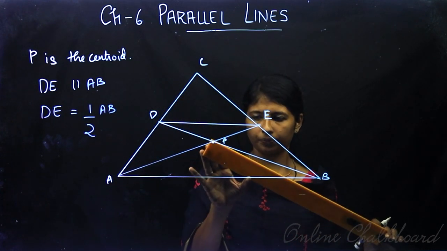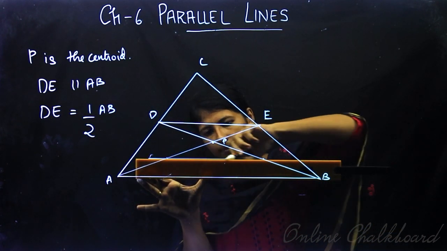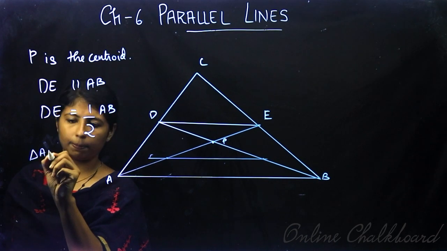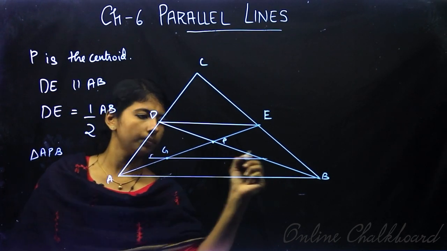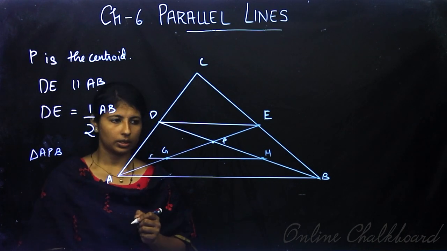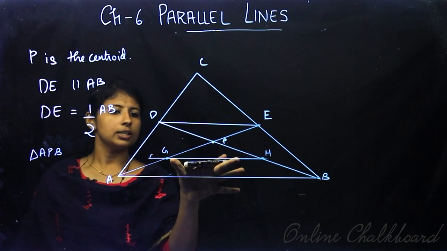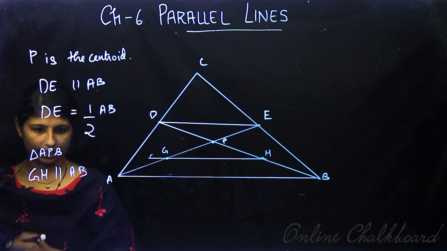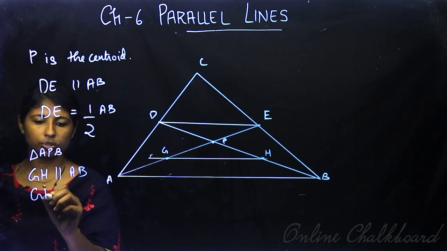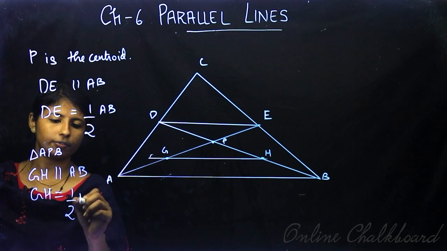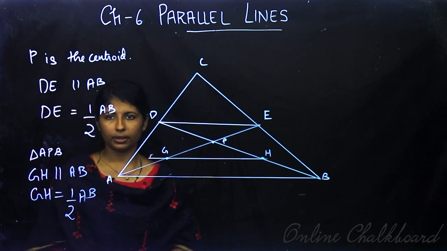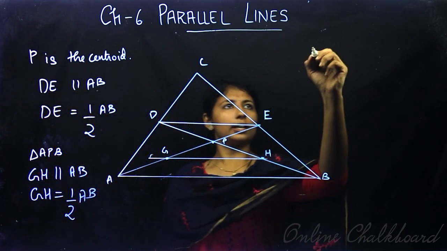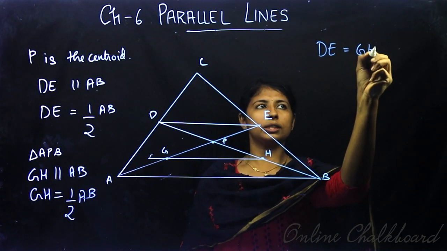Next, what will I do? Next, consider the midpoints. This is triangle APB. The midpoints are G and H. Join them. Since it joins the midpoints, GH will be parallel to AB, and GH will be equal to half of AB. We also have DE equal to half of AB. So DE will be equal to GH.